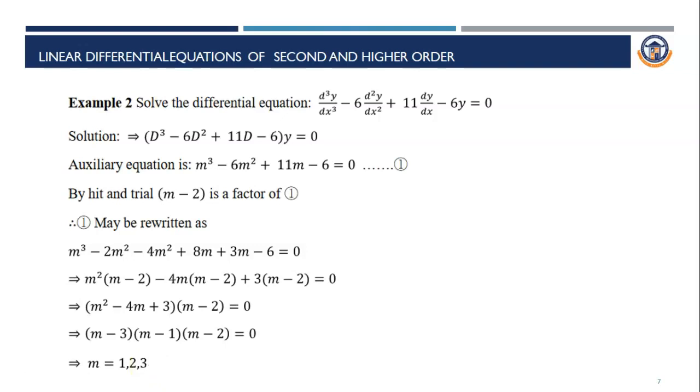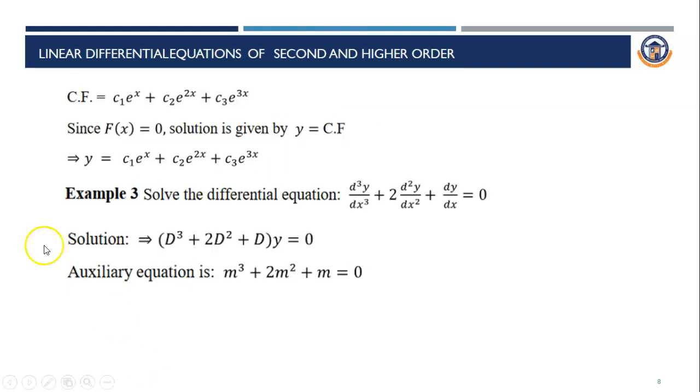So what is the complementary function? That is CF is equal to c1 e power 1x plus c2 e to the power 2x plus c3 e power 3x. And right hand side is equal to 0. Therefore, this complementary function is the solution of the given problem. That is y is equal to c1 e power x plus c2 e power 2x plus c3 e power 3x.